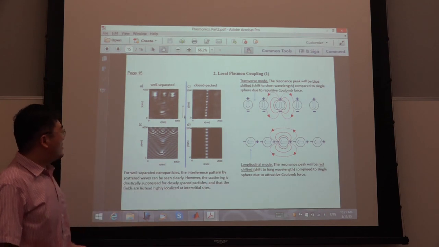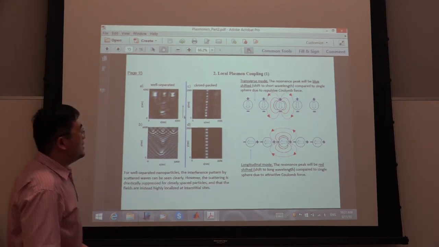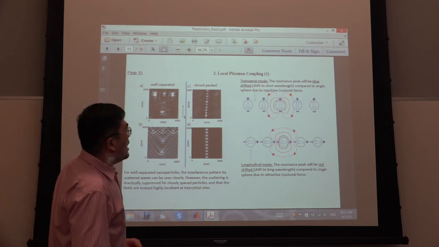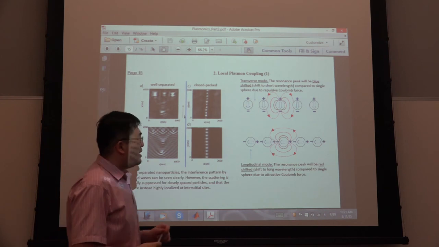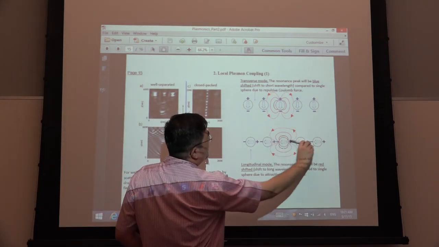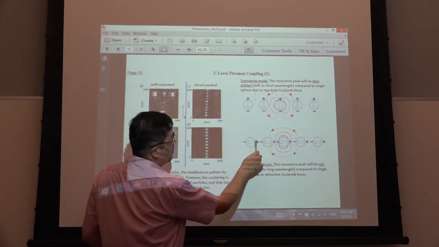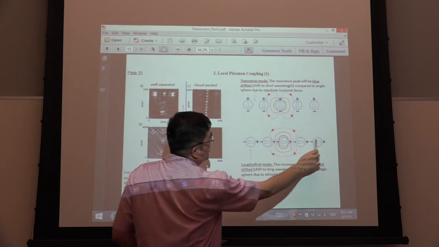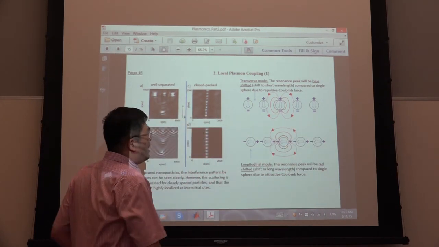This is a very famous picture. What is the physical reason for which kind of mode exists? Typically there are two kinds of mode: one is called the longitudinal mode, another the transverse mode. For the longitudinal mode, the E field is polarized along this direction, and it has positive and negative polarization charge.